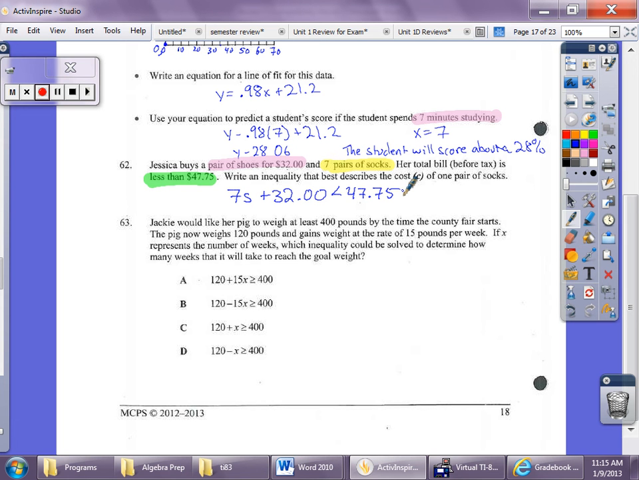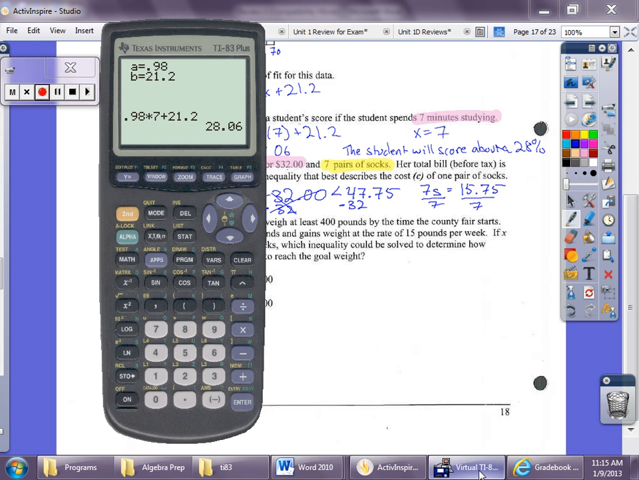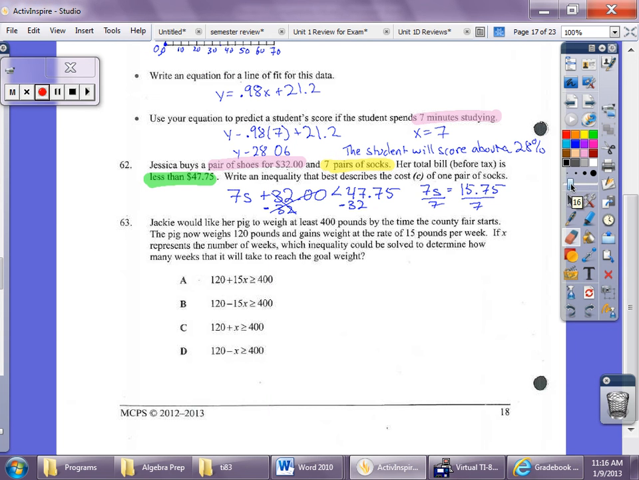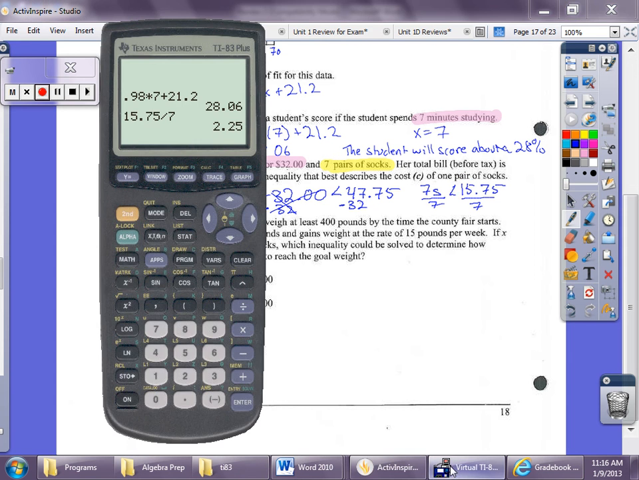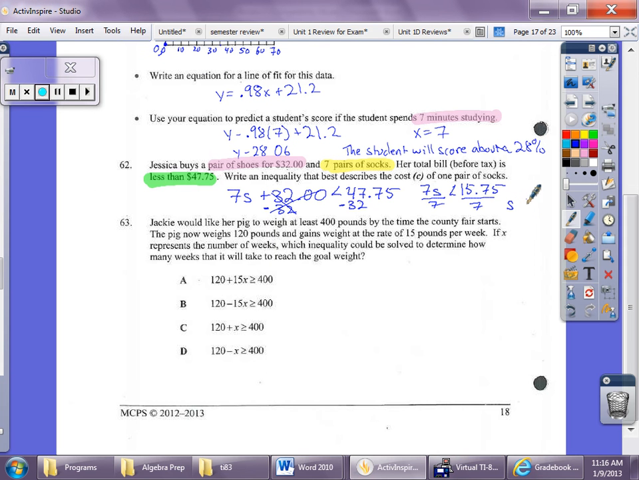So now we have to solve this for socks. So we get 7s is equal to 15.75 divided by 7. So 15.75 divided by 7 is 2.25, and this should actually be our inequality. So a pair of socks is less than $2.25.